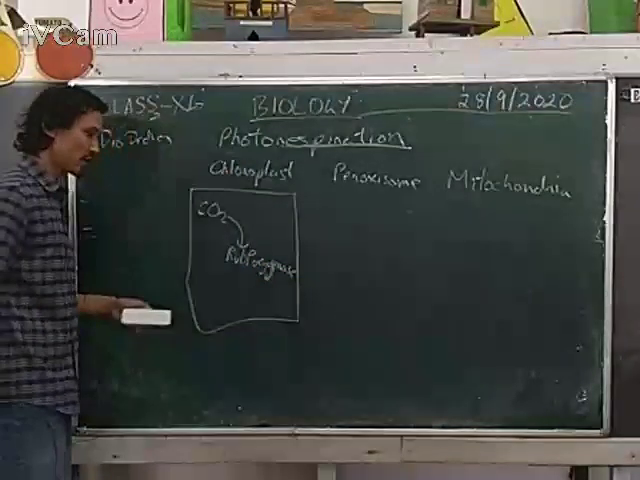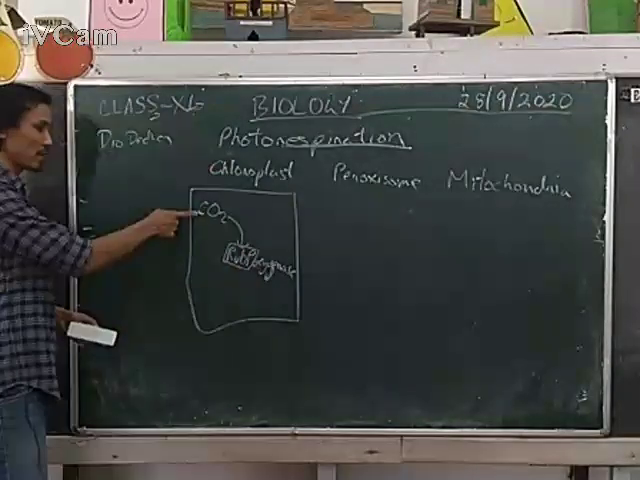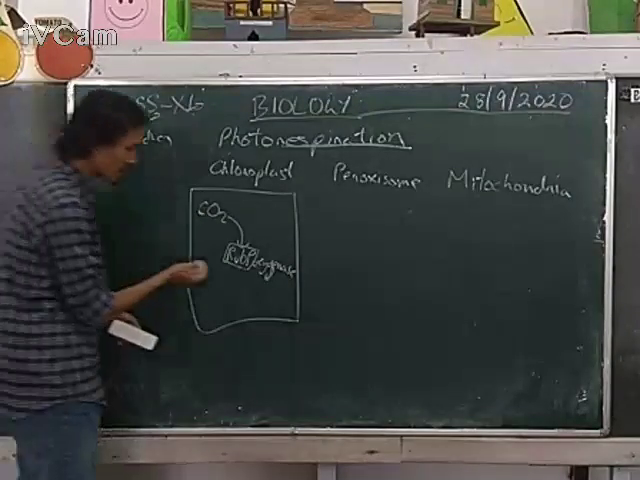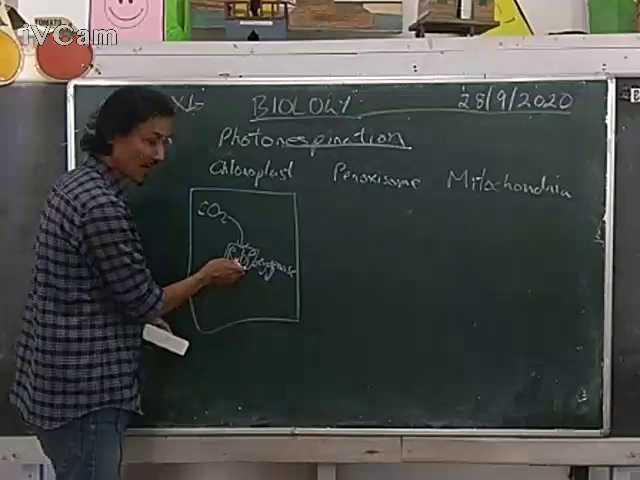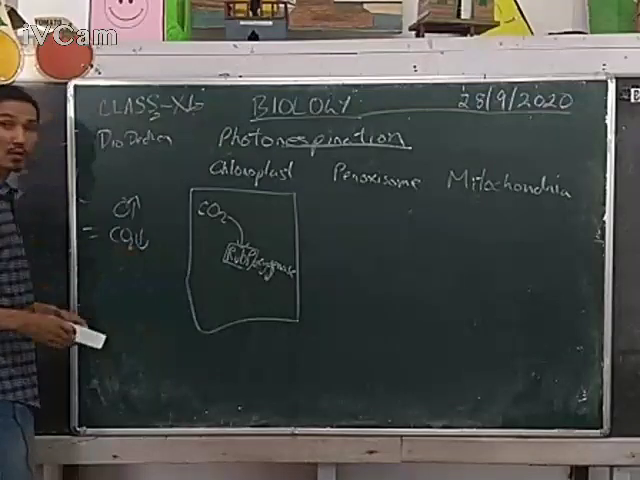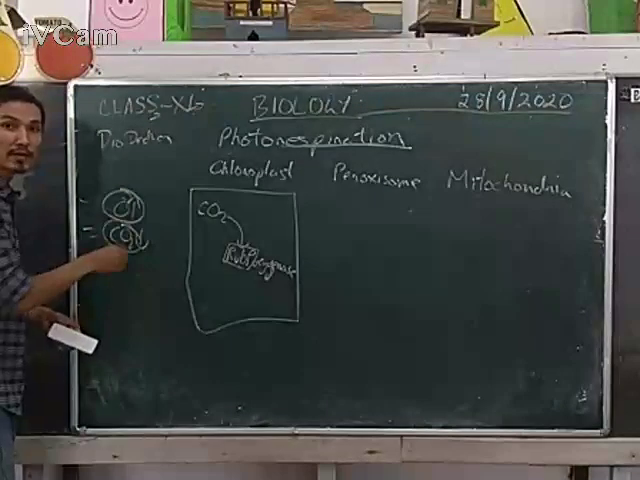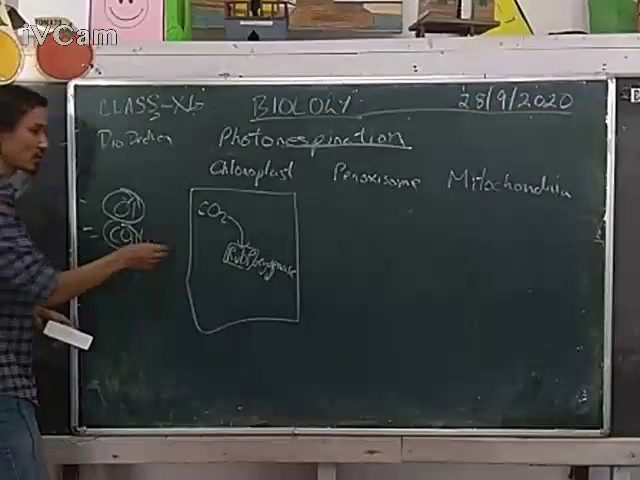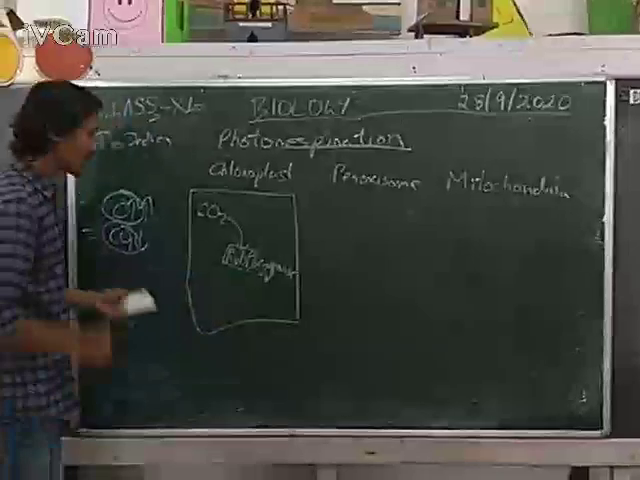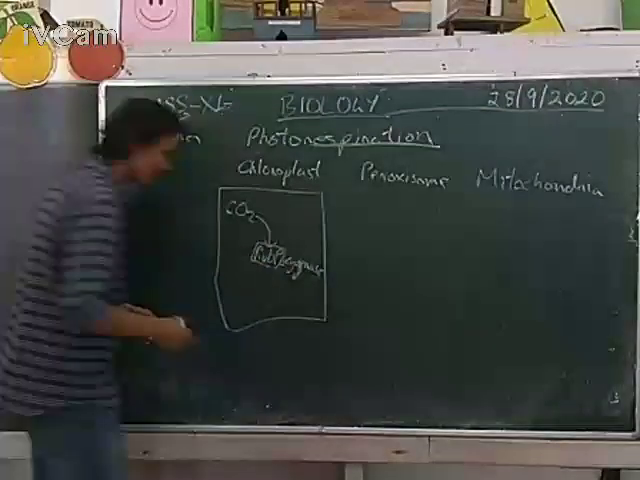RuBP oxygenase. Now, RuBP is a compound that is supposed to combine with carbon dioxide and form phosphoglyceric acid according to the Calvin cycle. But this enzyme can also act as an oxygenase when the oxygen concentration is high and carbon dioxide concentration is low. So the same enzyme can act on either carbon dioxide or oxygen depending on their concentrations. When oxygen concentration is high, RuBP functions as an oxygenase.